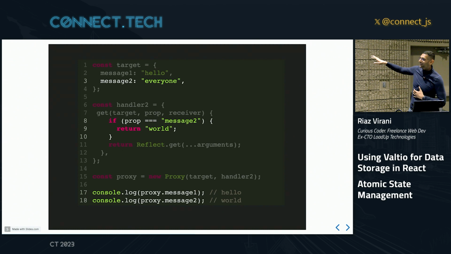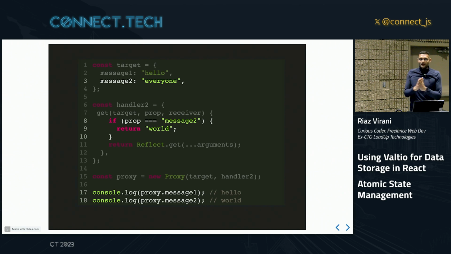So I'm going to make that bigger. I forgot I put the slide in there because I thought it might be hard to read. Any questions on this? Because this is kind of important to understand at some level. Of course, there's a lot of other stuff about proxies, but you could have done target.message2, and of course you're always going to get everyone, right? But in this case, you put a handler in between that is intercepting that call.